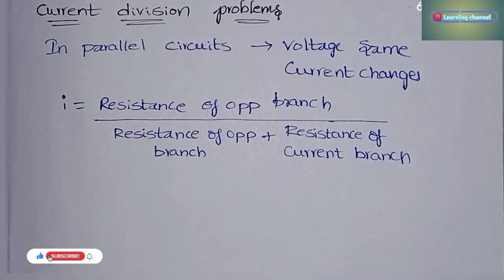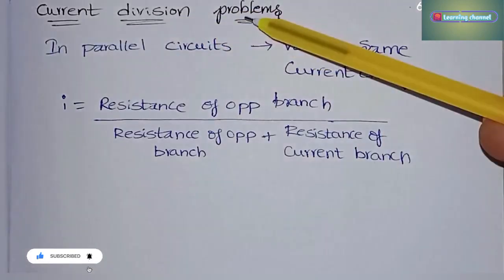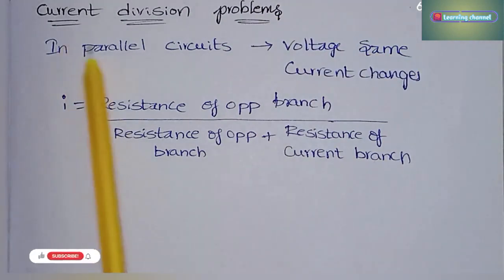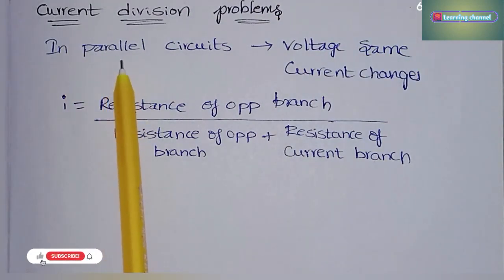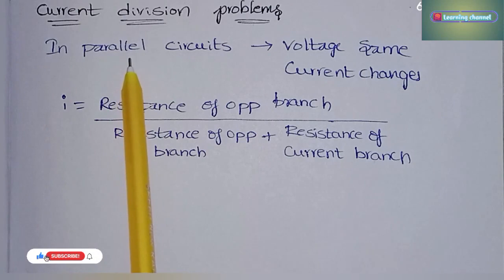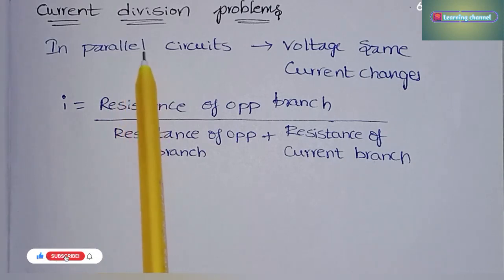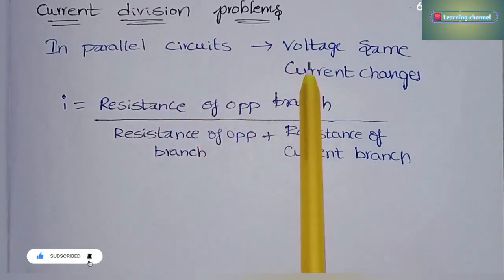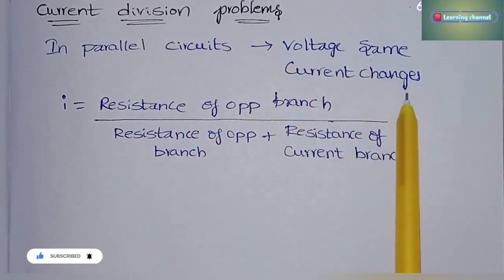So far we have discussed Kirchhoff current law and the voltage law. So in this video let us see what is current division law and problems on that. First of all, in a circuit the current will divide when the circuit is in parallel. So if the resistances are in parallel, then the current will divide. In parallel circuits voltage is the same and the current changes.